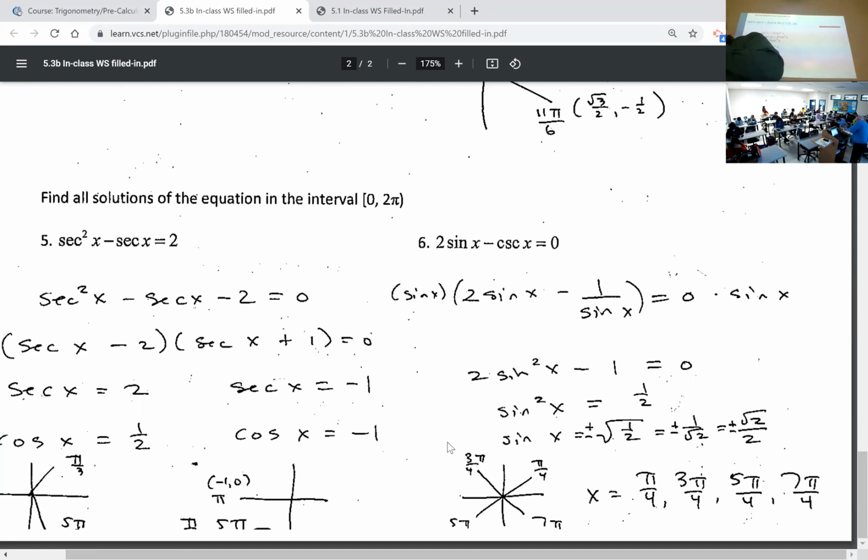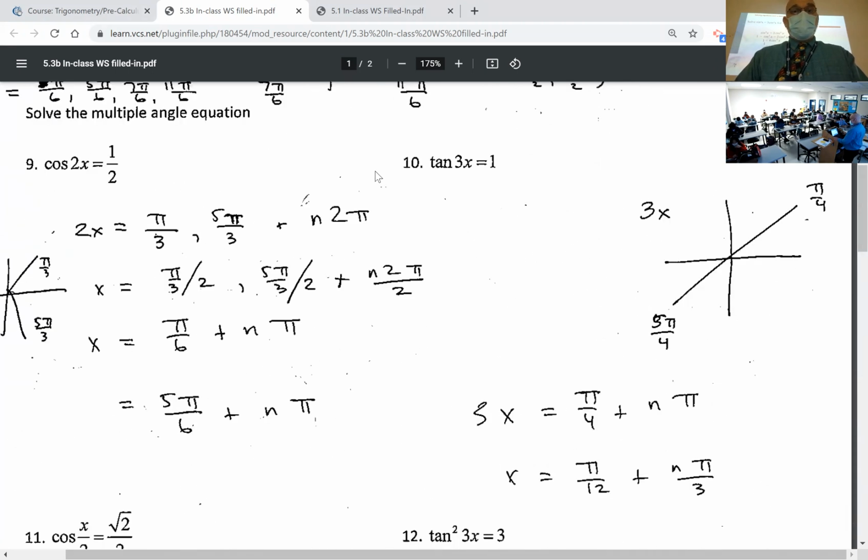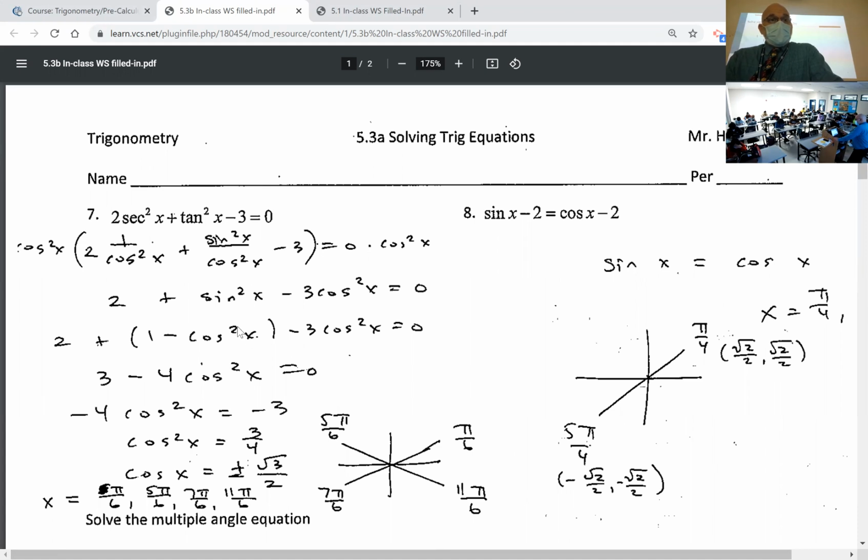All right, let's take a look at 7 and 8. I think these are at the top of this here. So I've got 2 secant squared x plus tangent squared x minus 3 equals 0. I don't know how to reduce this other than let's just convert everything to sines and cosines. So I've got 2 times 1 over cosine squared plus sine squared over cosine squared minus 3 equals 0.